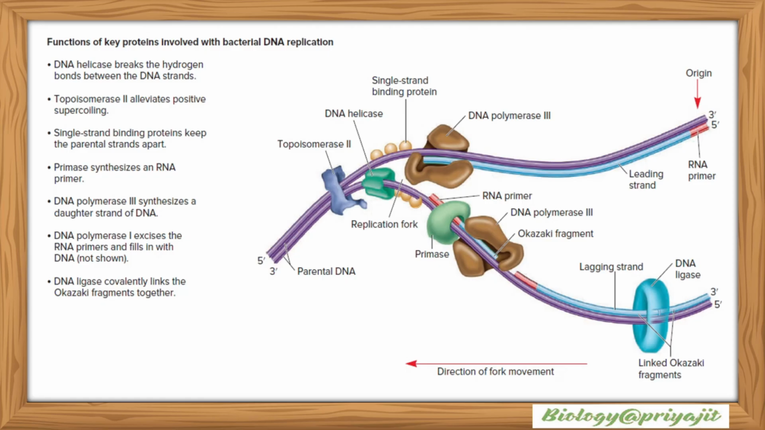Primase synthesizes an RNA primer, and DNA polymerase III synthesizes a daughter strand of DNA. Then DNA polymerase I excises the RNA primer and fills in with DNA, not shown here. DNA ligase covalently links the Okazaki fragments together. This is the process and the protein machinery of DNA replication in the cell.